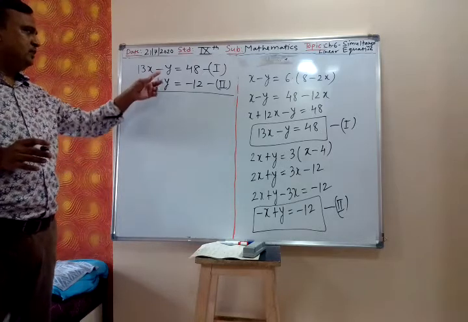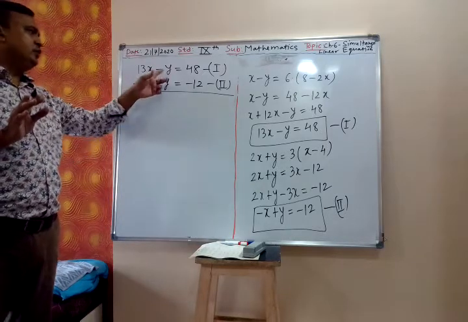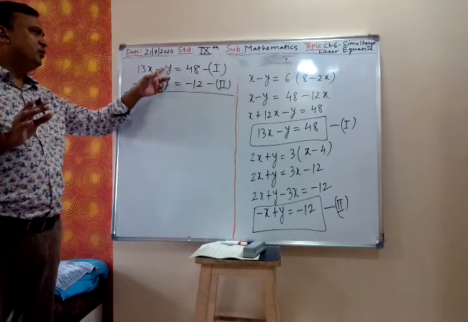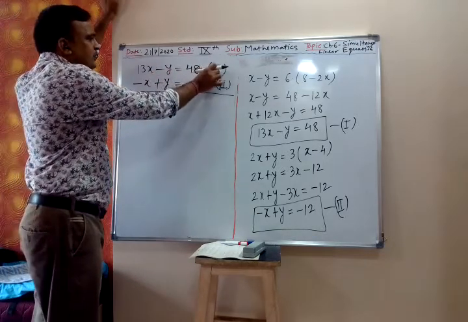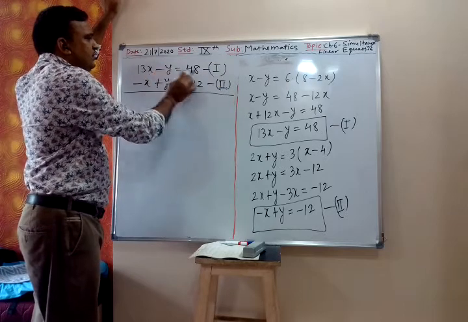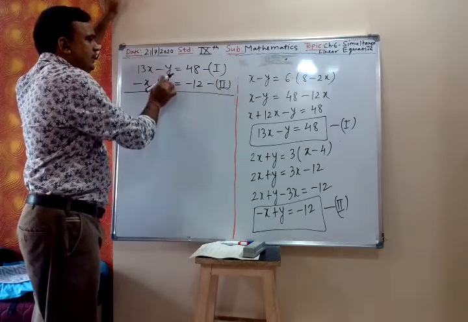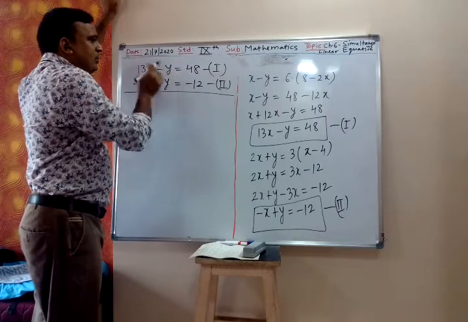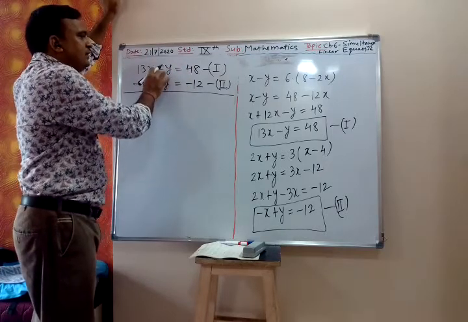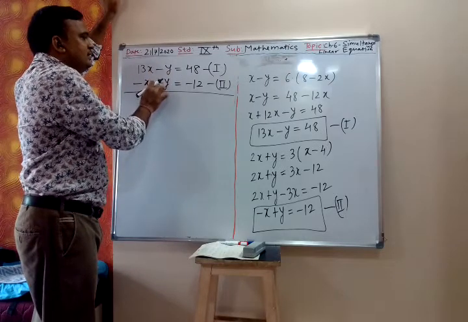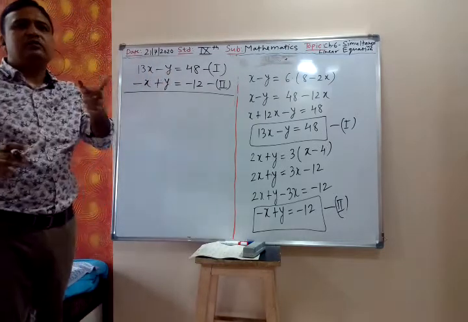Now what is coefficient? What is the coefficient of y? 1. Yes. In equation 1, coefficient of y is 1. In equation 2, coefficient of y is 1. So the coefficients of y are already equal, and they have opposite sign. One is having minus, other is having plus. So whenever they have opposite sign, what do we do?